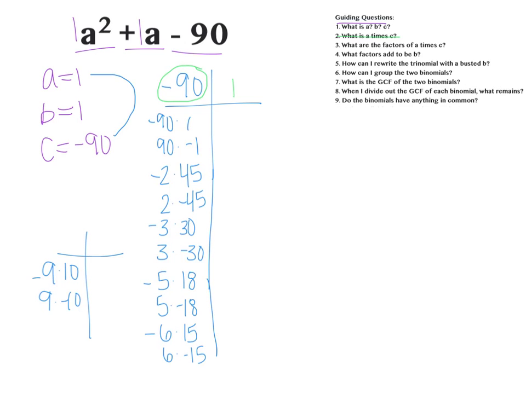After I found the factors of a times c, I'm looking for which factors add to b, and that's why I put my b value over here. When I take those two factors and add them together, I'm looking for the one that will give me a positive 1. So negative 90 plus 1 is negative 89.